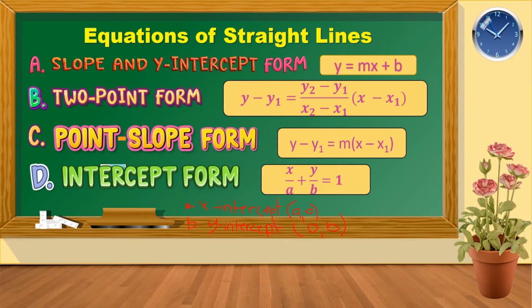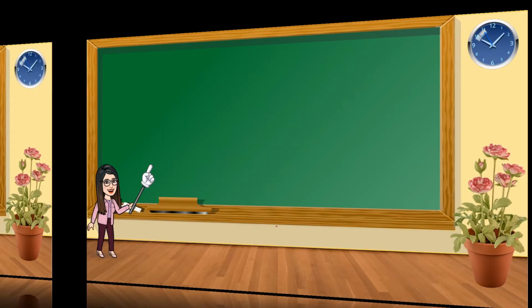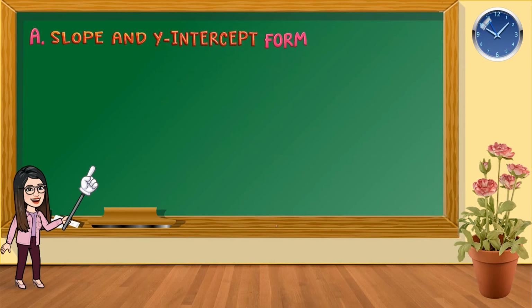Okay? So, these are the formulas that we're going to use for us to have equations of straight lines. So, let's go and let's find the equation of straight lines. Okay. So, first pattern natin, which is slope and y-intercept form, wherein the formula is y equals mx plus b. Again, we can only use this pattern in finding the equation of a straight line if and only if the given are m or slope and y-intercept.